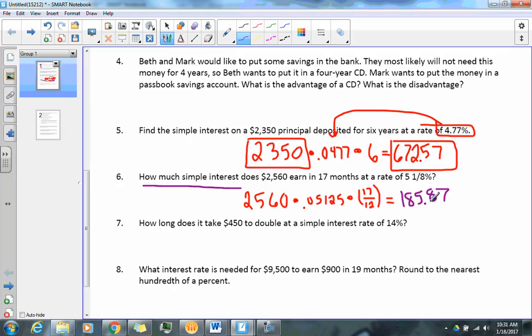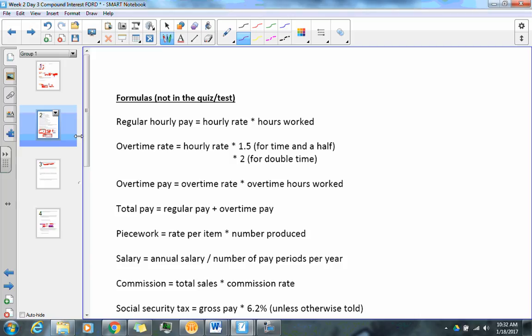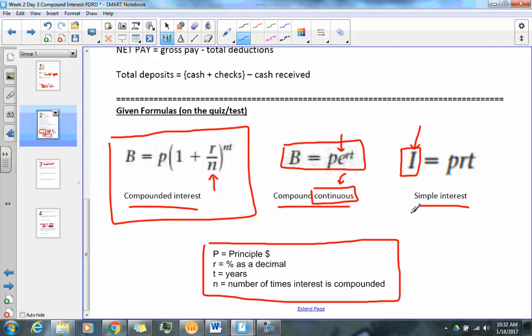So how much simple interest did we find? It was $185.87. But if the question said how much is now in the account, then once again we would take 2,560 and we would add it to our simple interest to figure out how much is in the account. So that's the difference between the interest formulas. Let me go back to it real quick. That is the difference between the simple interest formula, which is right here, as well as the two compounded interest formulas. If you have any questions, let me know.